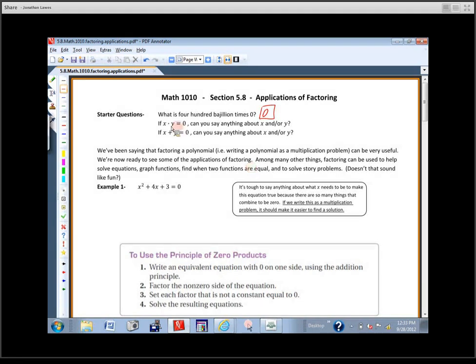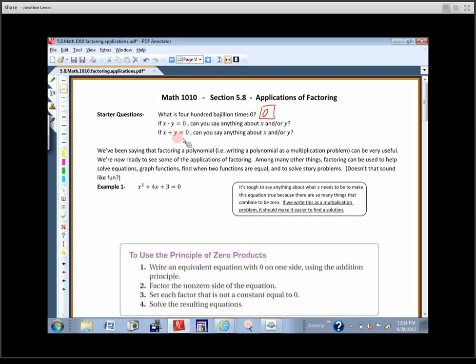So if we take a look at this next example right here, it says if y times 0 or y times x equals 0, can you say anything about x and or y? At least one of them's got to be 0. Because in order to make a 0 in a multiplication problem, you've got to have a factor of 0 somewhere in there. Either the first one or the second one has to be 0, or they could both be 0, which could happen occasionally, but one of them's got to be 0.